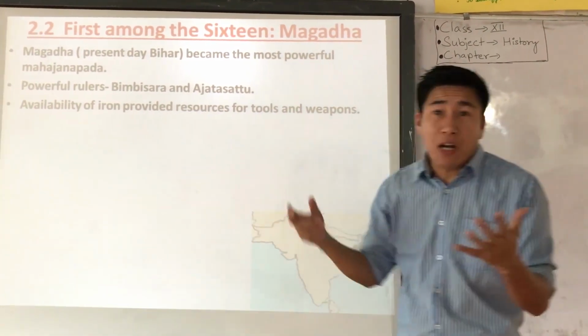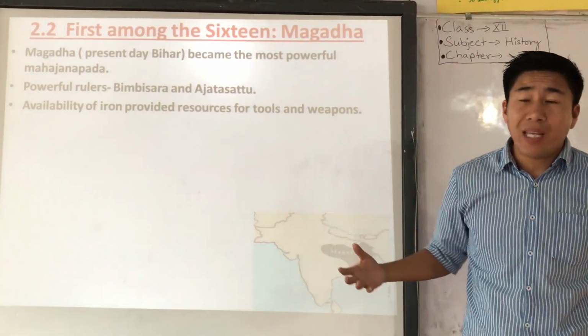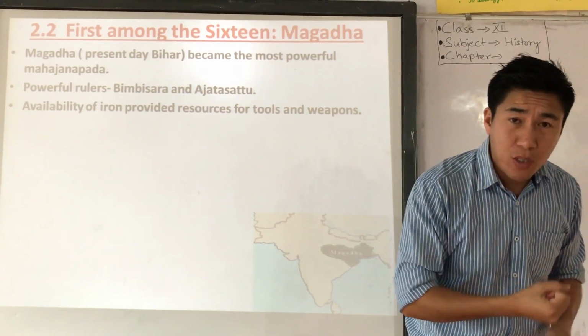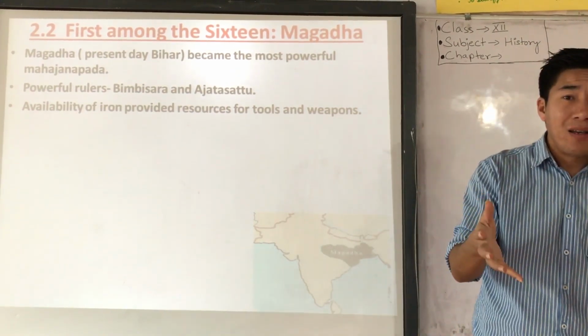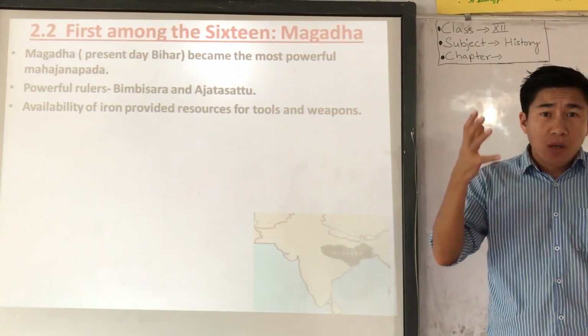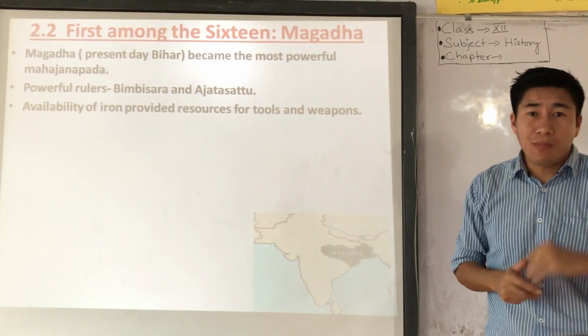So of course, iron products were available there. So what is the use of iron? To make weapons, to make shields used in the war, right? So because of that, Magadha became popular among the 16 Mahajanapadas.